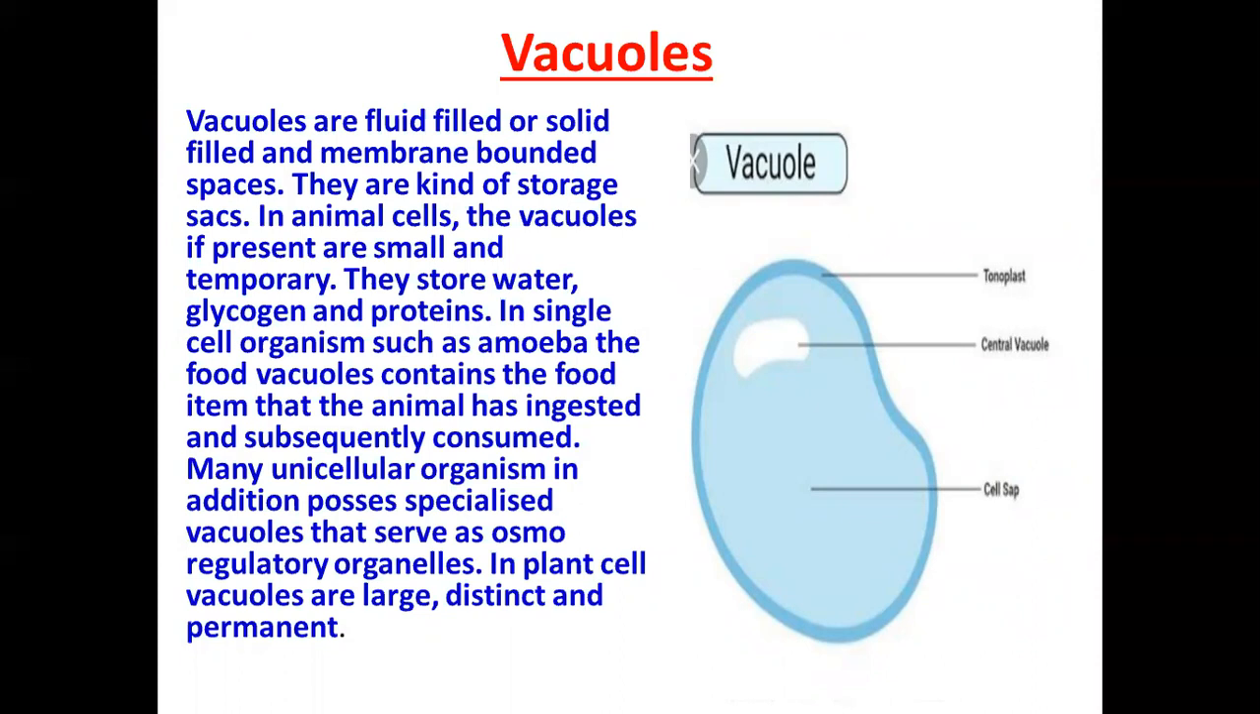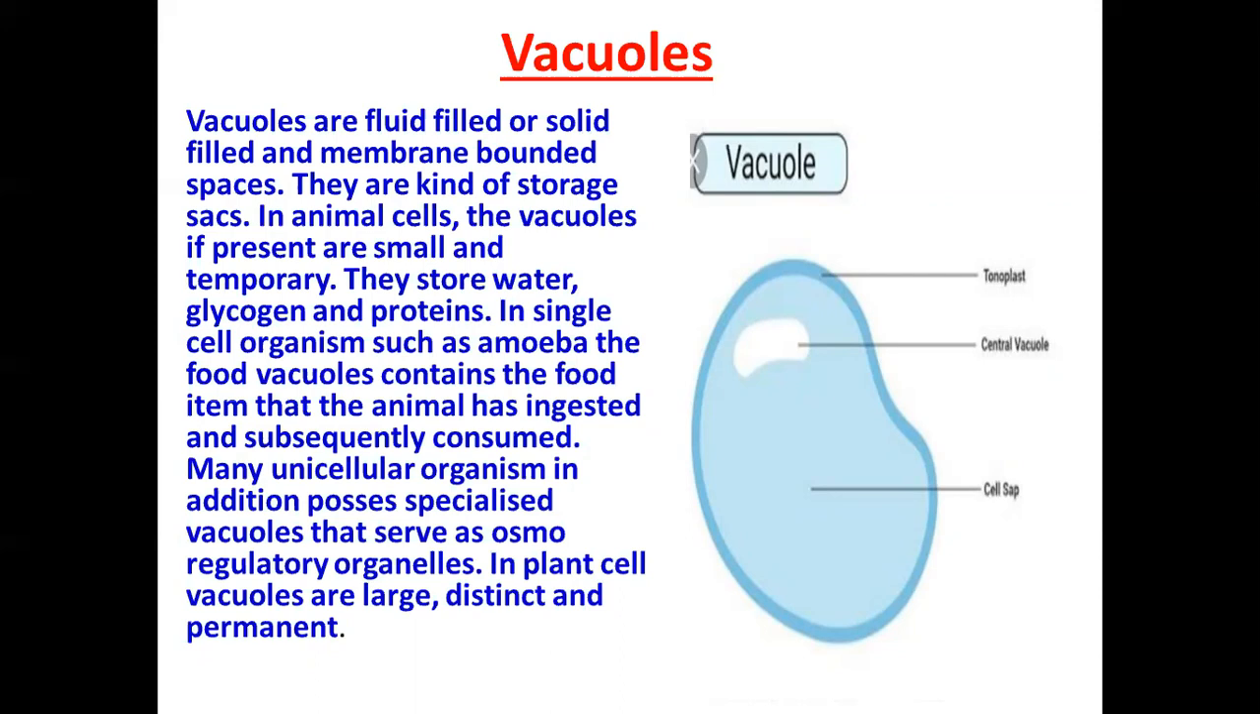In animal cells, the vacuoles, if present, are small and temporary. They store water, glycogen, and protein. In single-celled organisms such as amoeba, these vacuoles are there. Food vacuoles contain the food item that the animal has ingested and subsequently consumed. Many unicellular organisms, in addition, possess specialized vacuoles that serve as osmoregulatory organelles. They are associated with the maintenance of the water balance of the body.